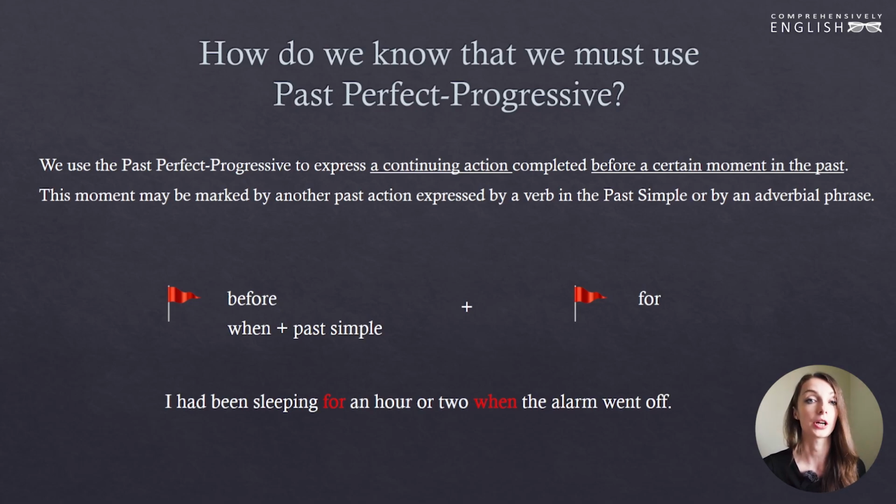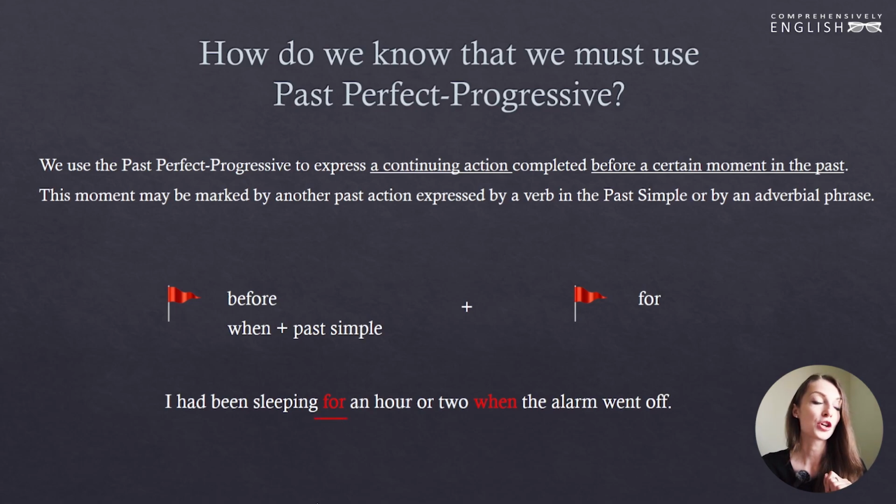We have two kinds of markers in the past perfect progressive tense, and both must be used because before and when plus past simple show us that an action happened before another action in the past. The second, for, helps us express duration. I had been sleeping for an hour or two when the alarm went off. So we have two markers here.